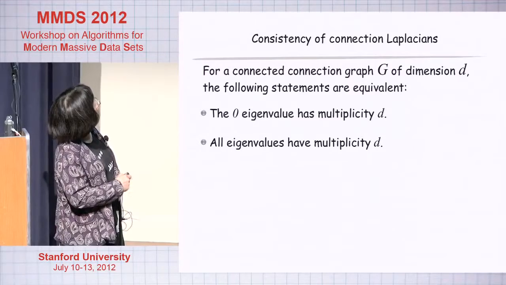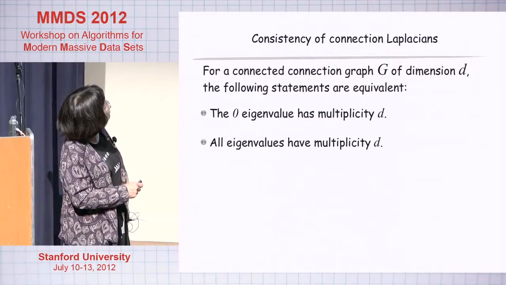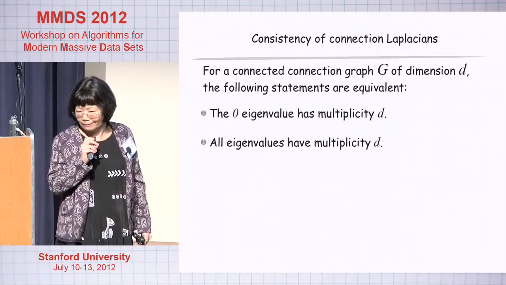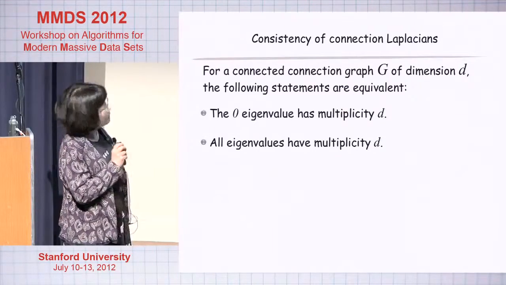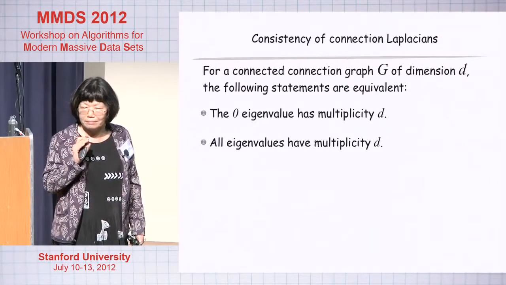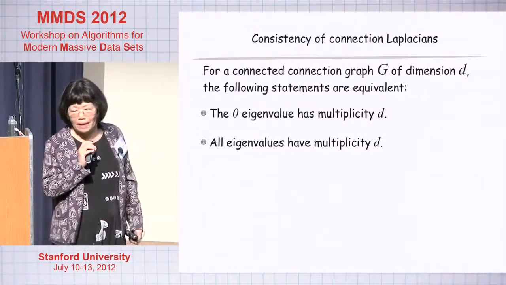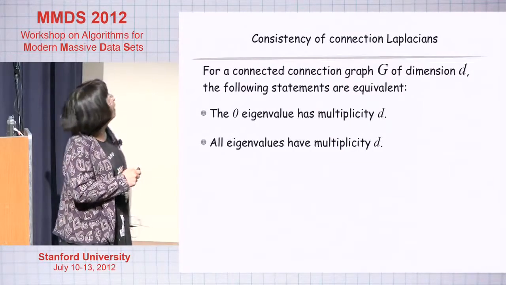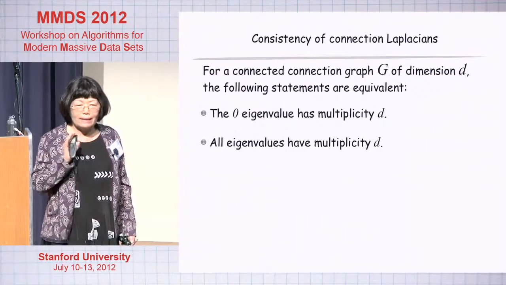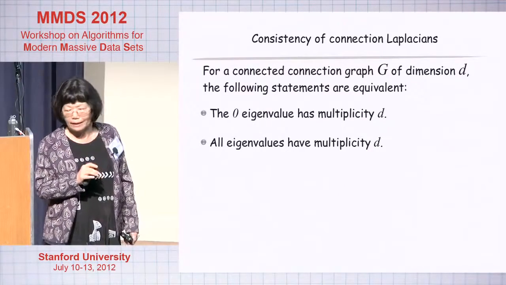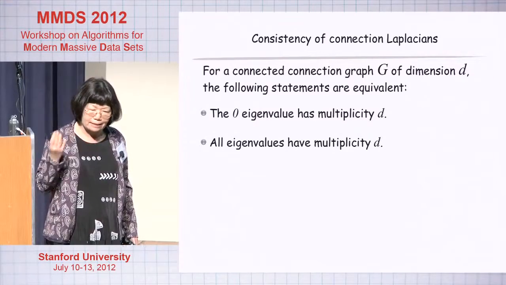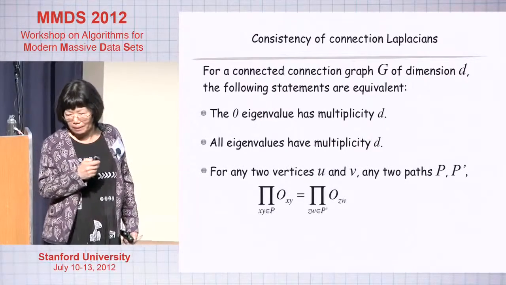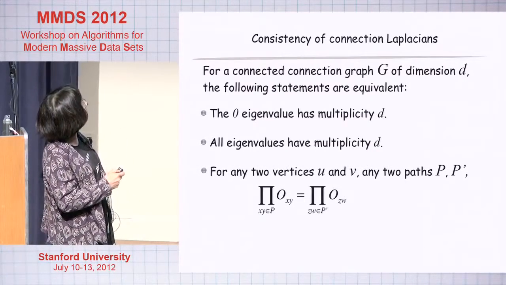In fact, in general, this vectorized Laplacian doesn't have eigenvalue 0. If it has eigenvalue 0, then it must have eigenvalue 0 with multiplicity d, which is the dimension. And if that is the case, all eigenvalues will have multiplicity d. I didn't exactly define it, I'll put a little bit of definition later. This vectorized Laplacian is actually symmetric, so we can talk about eigenvalues. That's one step we have to say.